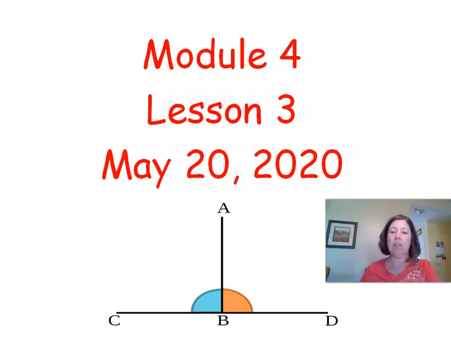Now, if you look at the figure I have here, it is two line segments, AB and CD. And these line segments are intersecting. Intersecting lines means they touch or cross at a point. So AB and CD are touching or crossing at point B.